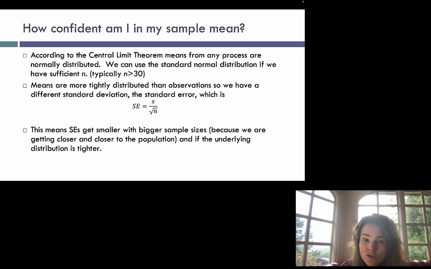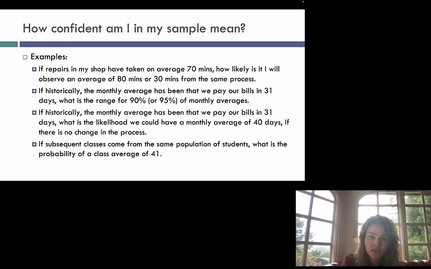Means are more tightly distributed than observations, so we have that special standard deviation, the standard error, which is the standard deviation divided by the square root of the number of observations we have. And this means that standard errors get smaller with bigger sample sizes because we are getting closer and closer to the population. So the bigger my sample, the more it looks like a population. And if the underlying distribution is tighter, the standard error is smaller too.